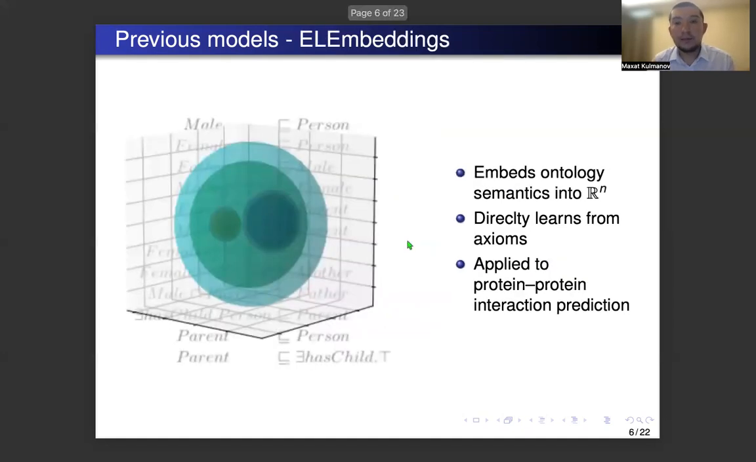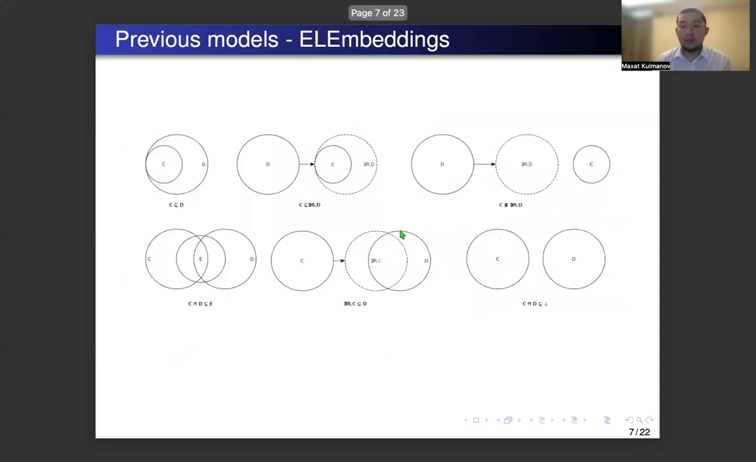Also, we encoded the information in the gene ontology structure directly into embedding space in our method called EL embeddings. Here, EL embeddings uses the axioms and directly learns from them how to embed the ontology structures and ontology classes into R^n so that the embeddings would preserve the semantics in the ontology. We applied this model to protein interaction prediction and showed that it can improve the performance for this task.